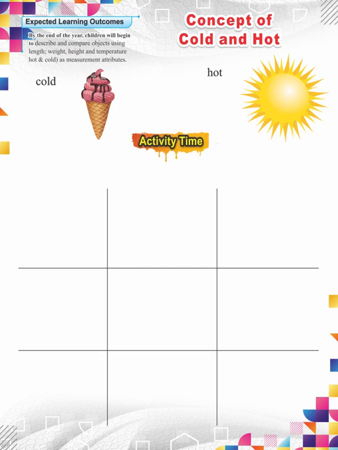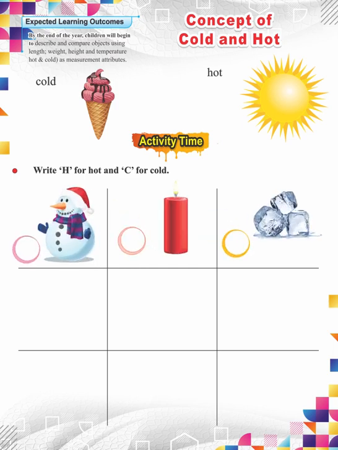Let's enjoy activity time. Write H for hot and C for cold. The iceman wearing a muffler is cold, so write C in the circle. The burning candle is hot, so write H in the circle. The ice cubes are cold, so write C in the circle.